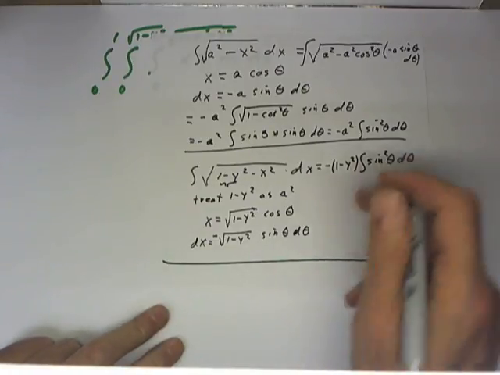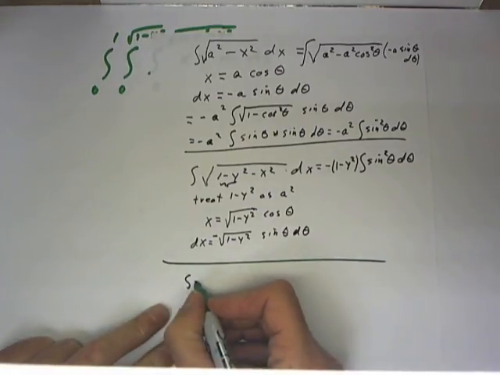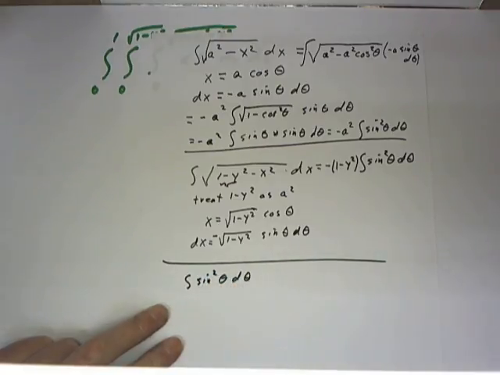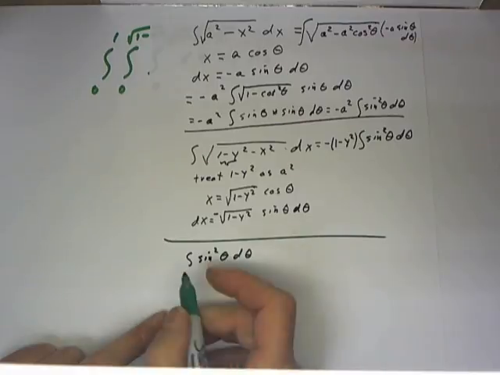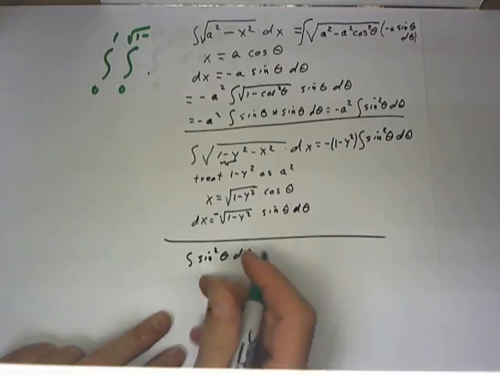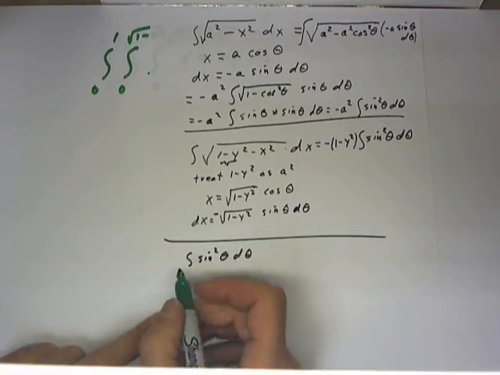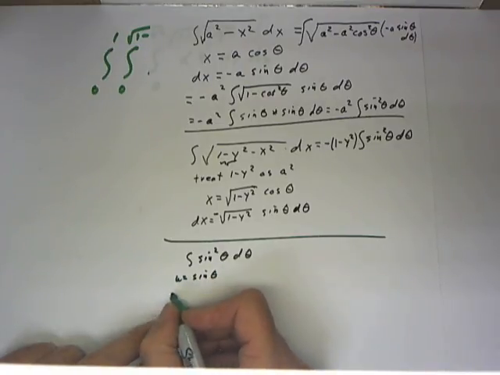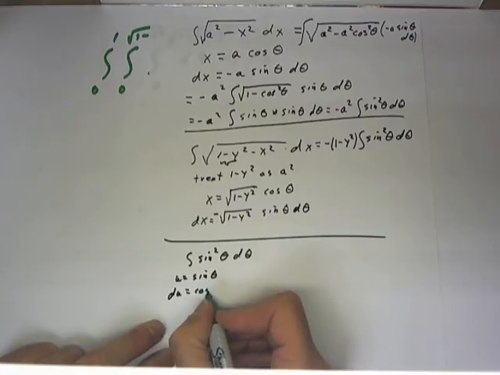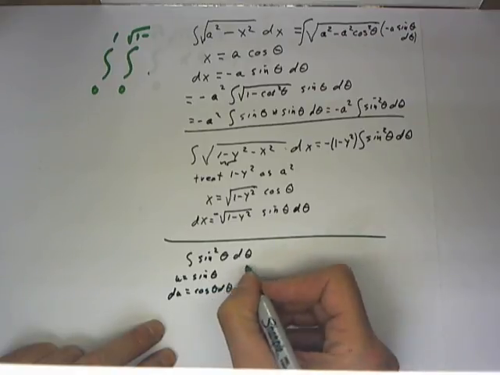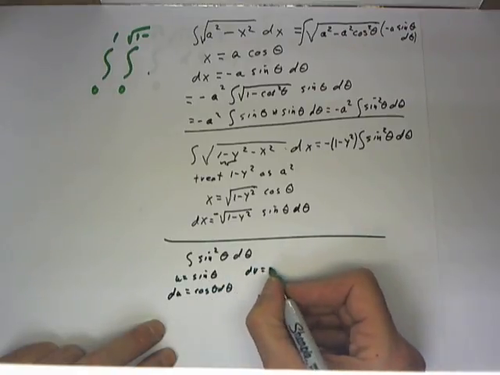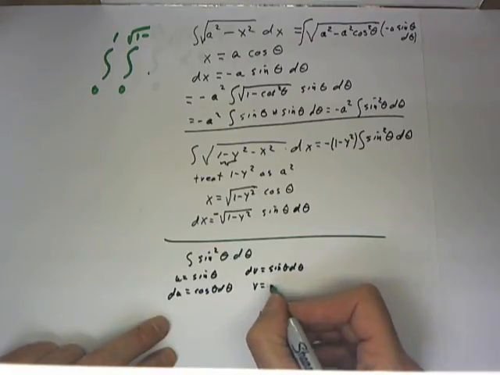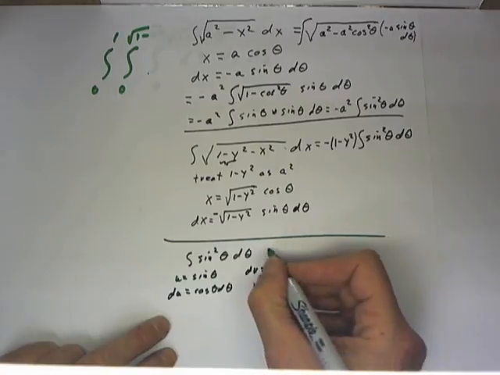In both cases, we have to integrate sine squared theta d theta. The integral of sine squared theta d theta can be obtained by integration by parts. Let u equal sine theta, so that du equals cosine theta d theta. Let dv equal sine theta d theta, so that v equals the negative of the cosine of theta.